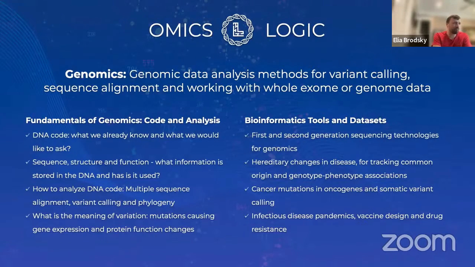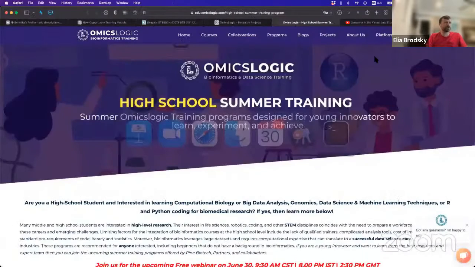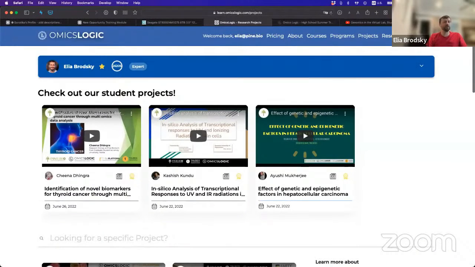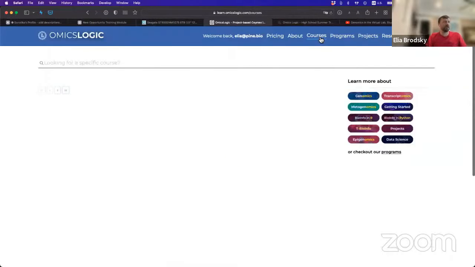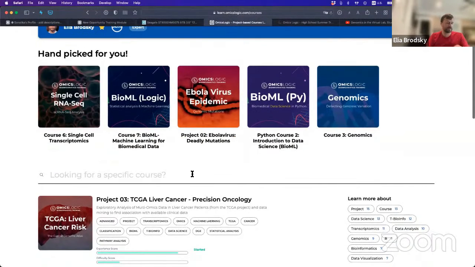Now, I imagine that most of you here have an understanding of what bioinformatics is, maybe not a lot of experience, and that is really who the program is for. Now, I want to specifically highlight two projects or two resources on the OmicsLogic portal where you can get started. So even if you're here for the first time, now that you have registered, you can go to the OmicsLogic portal and find two specific courses.